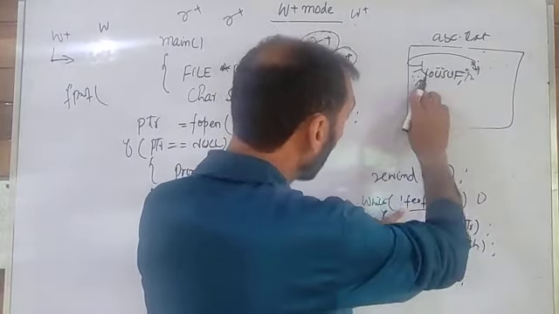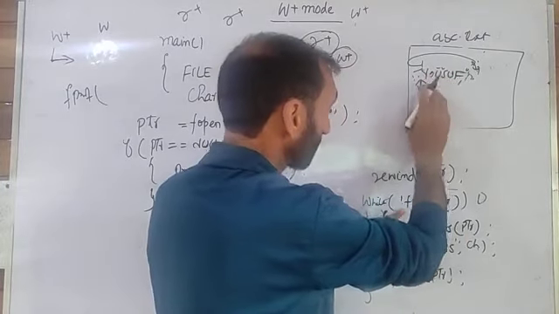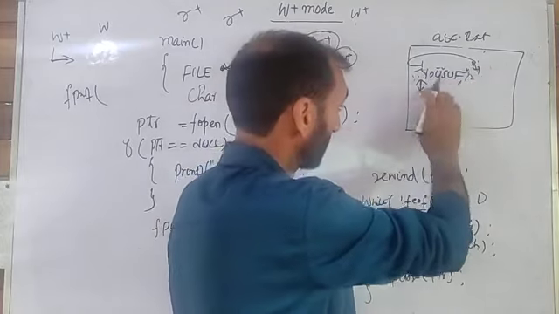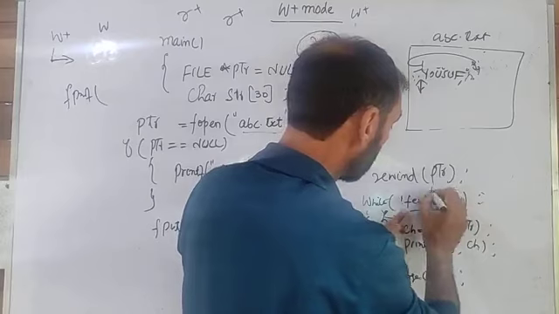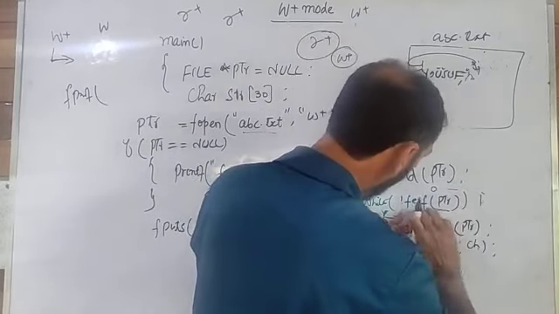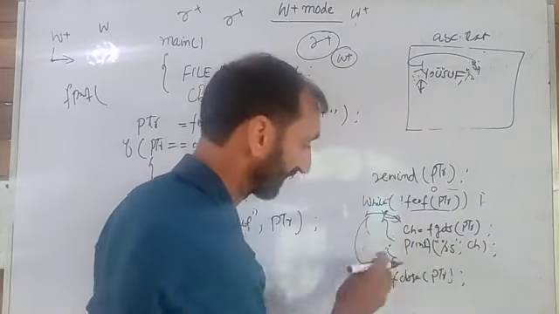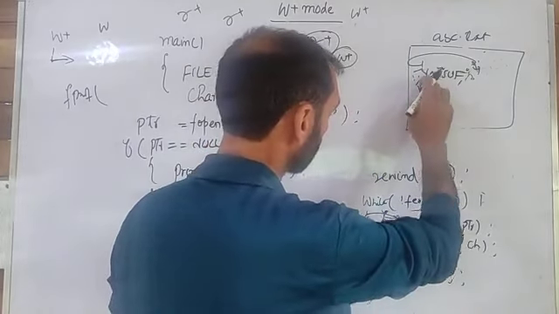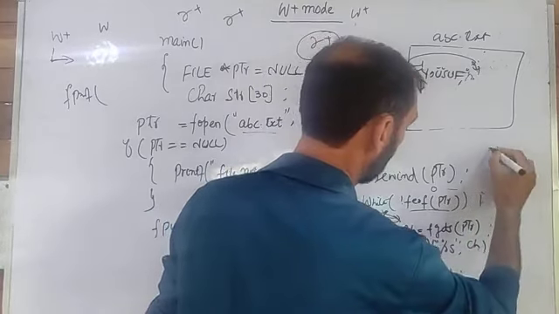Now, end of file? No, the file is not at end of file, because the cursor is at the beginning, not at the end. So feof will return 0, and this logical NOT will convert 0 to 1. That means the overall result of this expression is 1, that means true, and it will enter here.